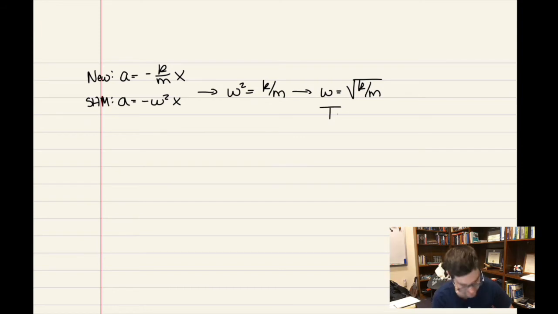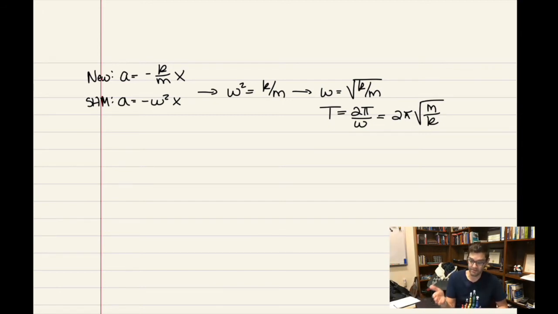I can also then immediately say what the period is, because if I know the angular frequency, I know by definition that the period is 2 pi divided by omega, which then becomes 2 pi times the square root of m over k. Again, notice the relationship that we derived just by looking at the units is still there. The period goes as the square root of m over k, which matches the experiment that was shown in the video.